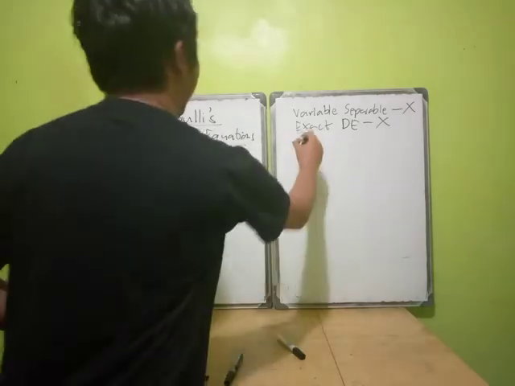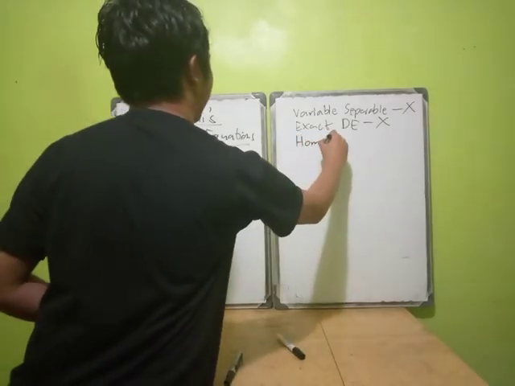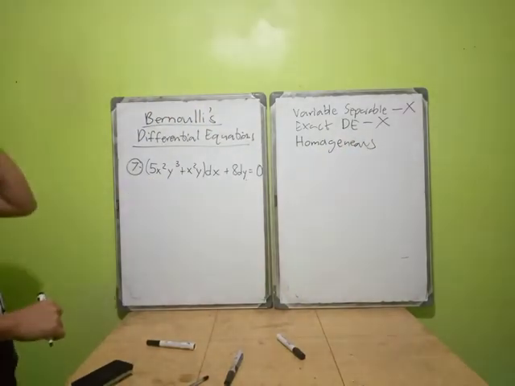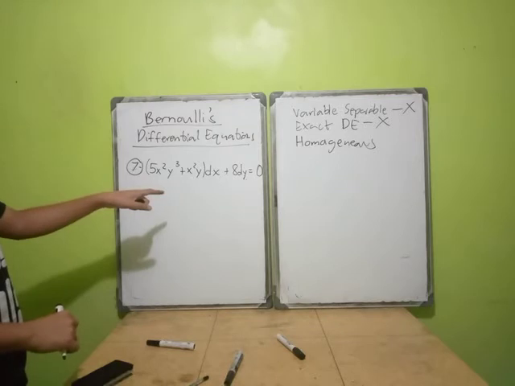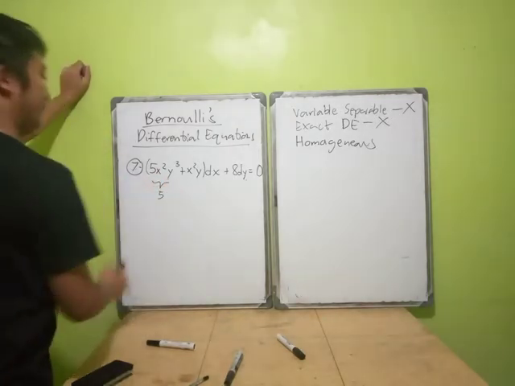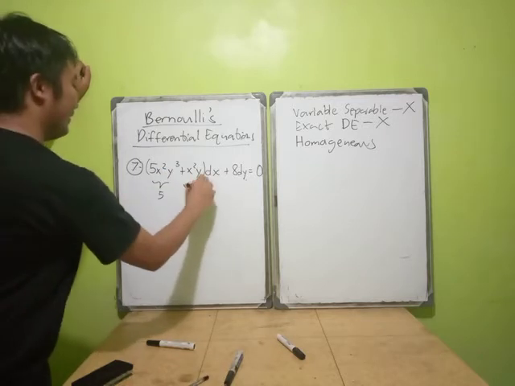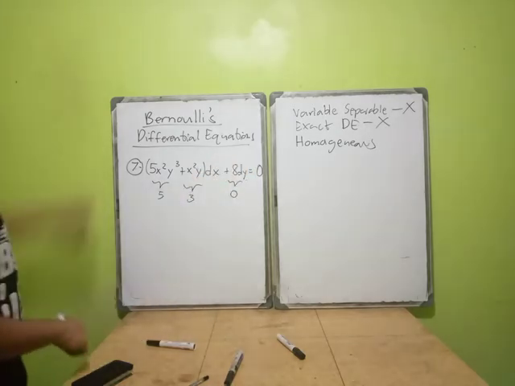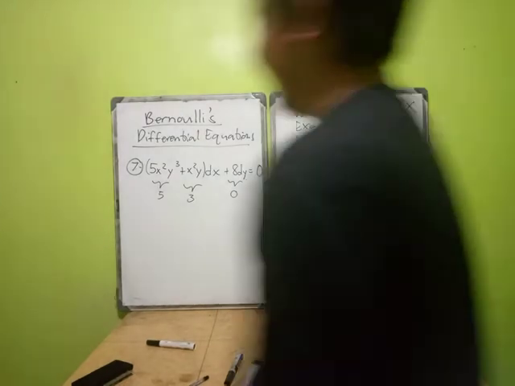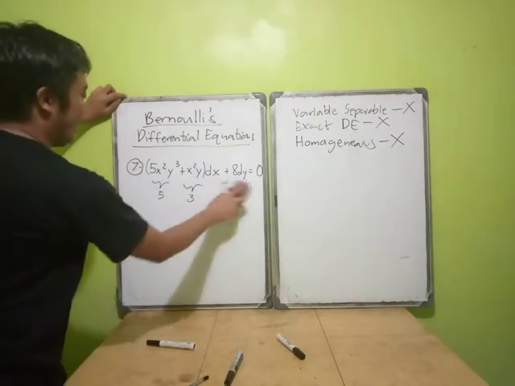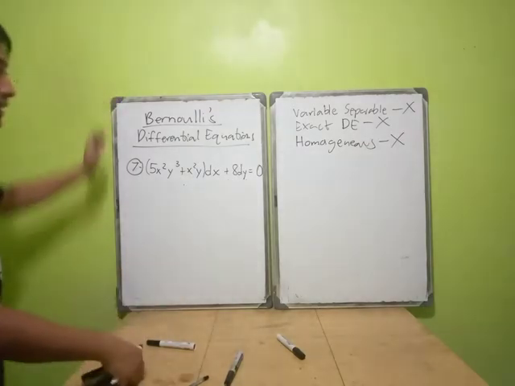Homogeneous, baka homogeneous siya. Hindi rin, okay? So, pag tinignan mo, dapat yung sum ng exponent ng bawat terms niya is pantay. So, ito, 5. 2 plus 3. Ito, 2 plus 1, 3. Ito, 0 kasi walang variable. So, ibig sabihin, hindi siya homogeneous kasi hindi uniform. Okay. So, another thing. First order linear differential equations ba siya?